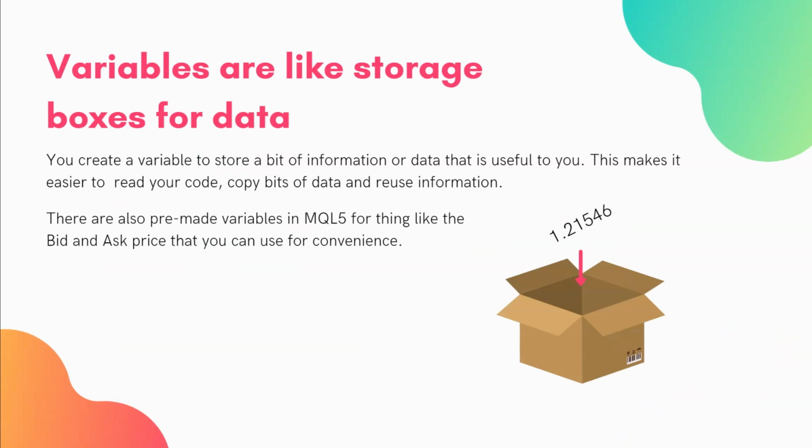So variables are like storage boxes for data. You create a variable to store a bit of information or data that is useful to you. This makes it easier to read your code if you use good naming on your variables, and you can copy bits of data and reuse that information. There are also pre-made variables in MQL5 for things like bid and ask that you can use for your convenience. So in this case, you see we've got a box here and we're popping in the number 1.21546.